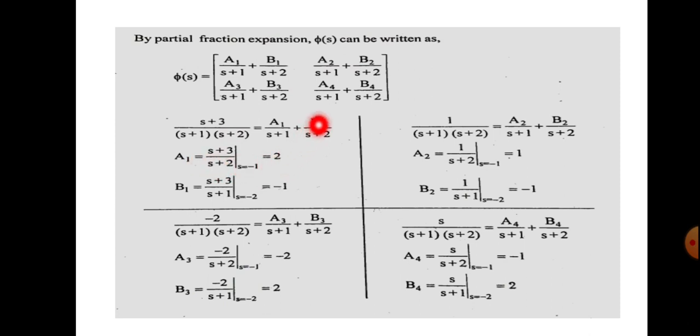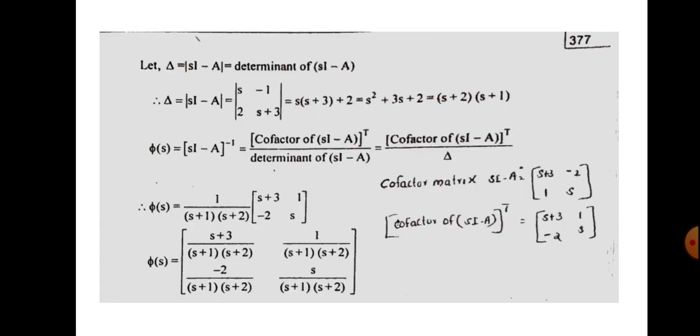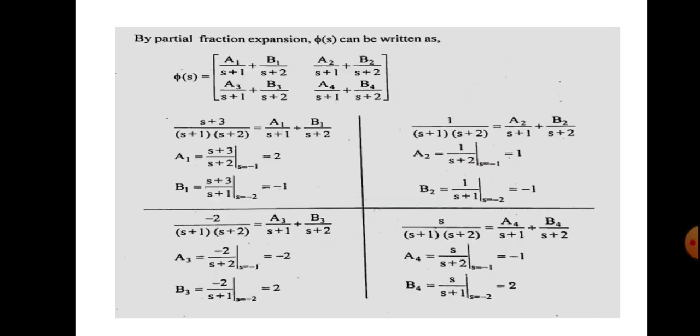Similarly, how can you find out b1? Take this term, multiply it by the denominator S plus 2, and evaluate at S equal to minus 2. So you will get b1. Here also the next term is this one. This will be equal to this. So you can find A2 and B2.